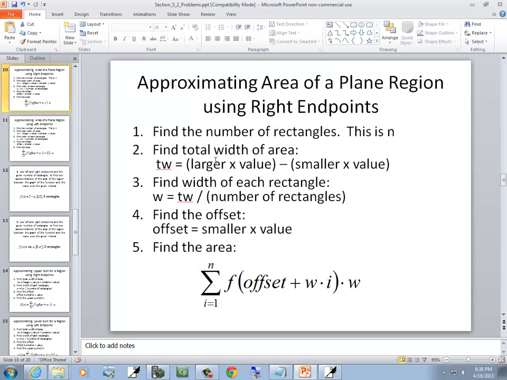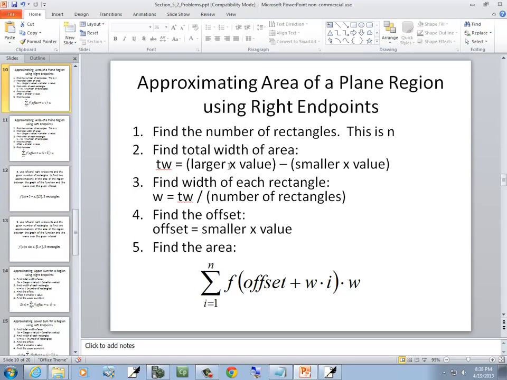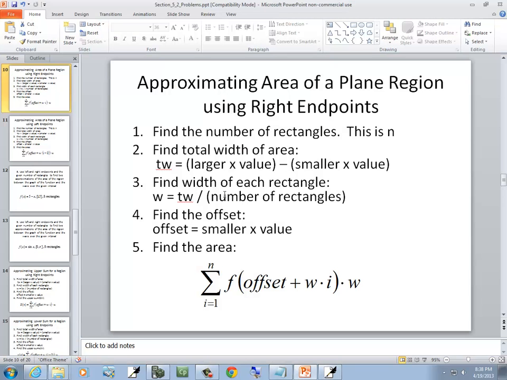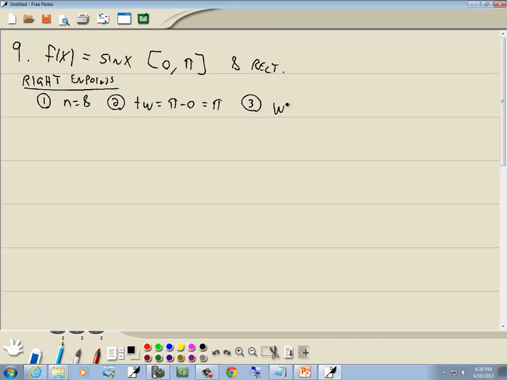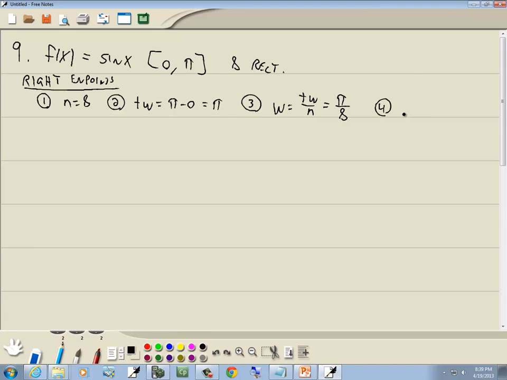Okay, so our first step, find the number of rectangles. They tell us there's 8 rectangles, so n is 8. Our second step, find the total width of the area, larger x value minus smaller x value. So we'll have TW is equal to pi minus 0, which gives us pi. Step 3, find your width. Width is equal to TW divided by n. So TW is pi over n, which is 8. Step 4, find our offset. Offset is equal to smaller, which is 0.